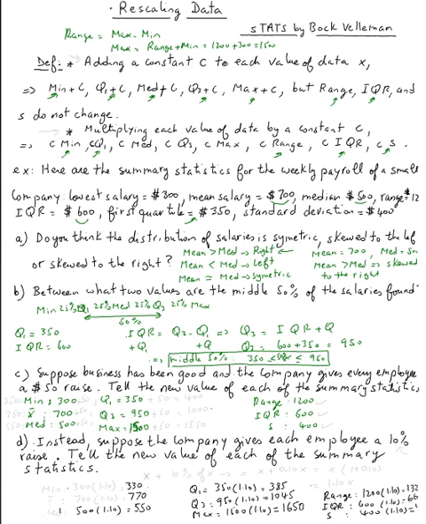Alright, now remember, we're going to use this part of the definition, adding a constant. What's going to happen? We will add the $50 raise to each one of them. So this will be plus 50, plus 50, plus 50, plus 50, plus 50, plus 50. However, the definition says the range, anything about the spread doesn't change. So the range stays 1200, IQR stays the same, standard deviation stays the same number.